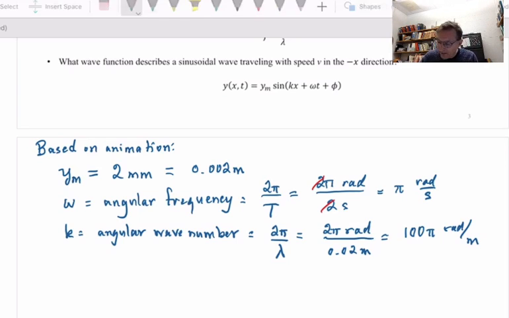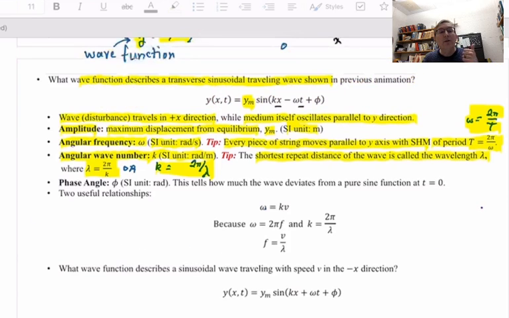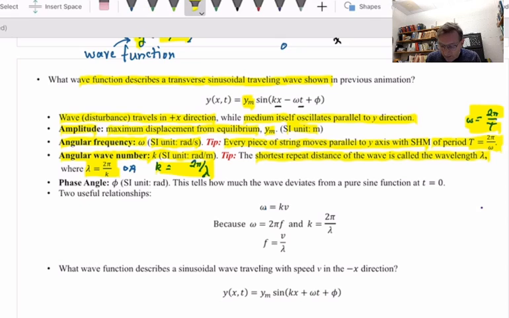All right, let's go back to talking about constants in the wave function. So we've talked about the amplitude, y max, the angular frequency, omega, now with the angular wave number, k. The other constant is the phase angle, phi, with the SI unit of radian. Now that we had in chapter 15 when we studied simple harmonic motion. In this context, the phase angle phi tells us how much the wave deviates from a pure sine function at t equals 0. So you look at time 0 and you take a snapshot of the wave function, and if it's a pure sine function, then that phase angle phi is 0.